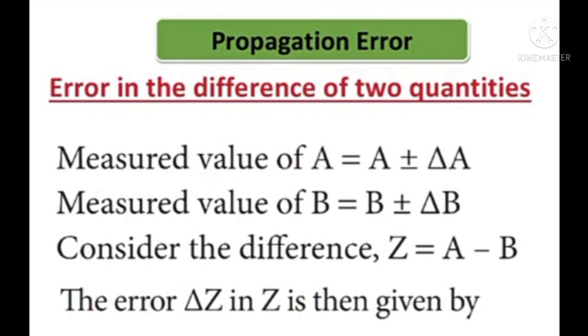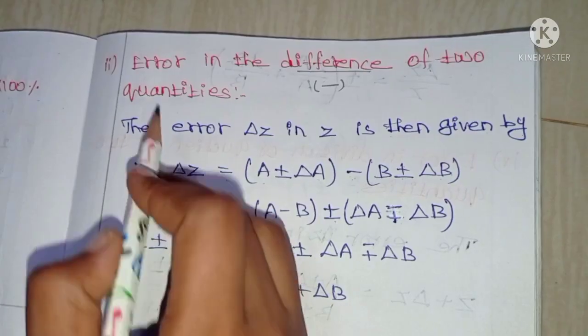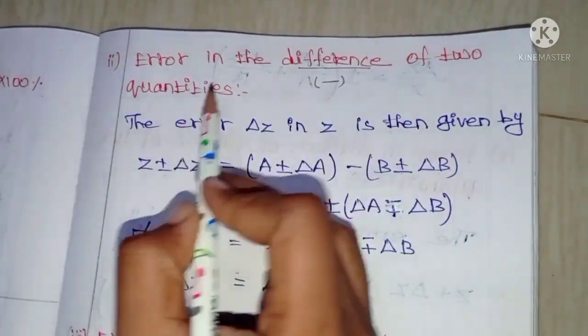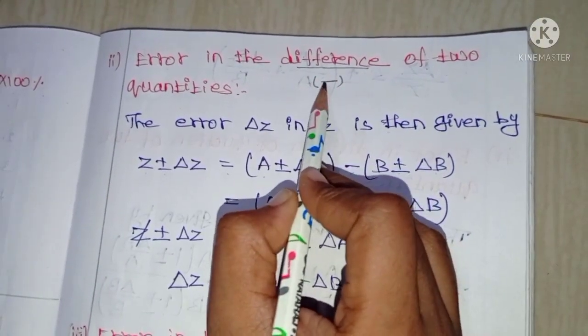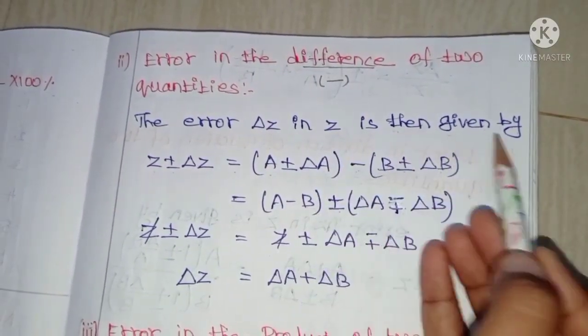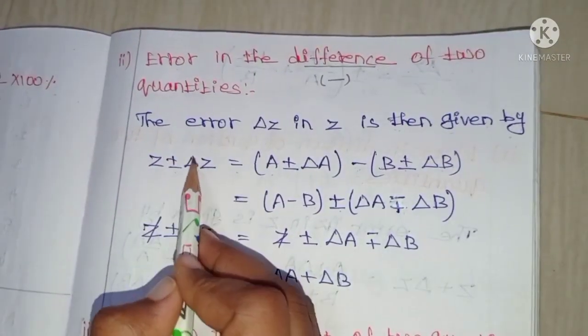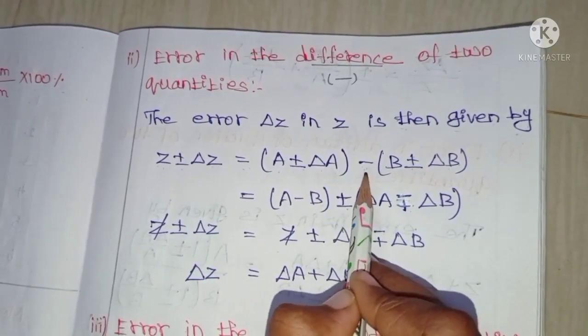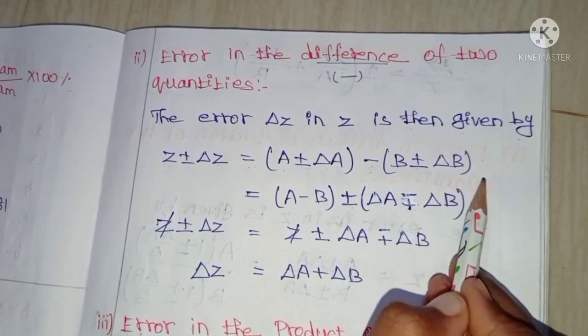So Z is equal to A minus B. Now the derivation for error in the difference of 2 quantities. The name difference itself tells us it is a subtraction. The error del Z in Z is then given by Z plus or minus del Z is equal to A plus or minus del A minus B plus or minus del B.